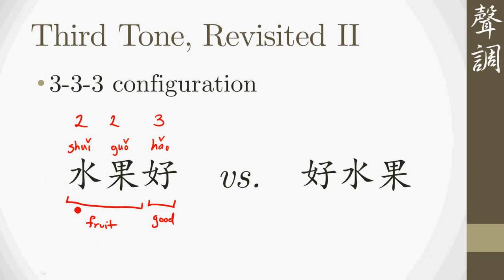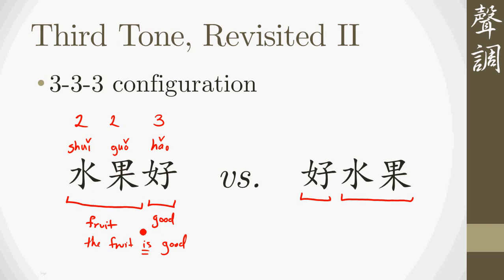But for instance, if they're not in the same word, here we have the fruit is good. Remember, in Chinese we do not have "is." Instead, the adjective good takes on the job of "is" as long as it's after the noun. So we have 水果好, the fruit is good.